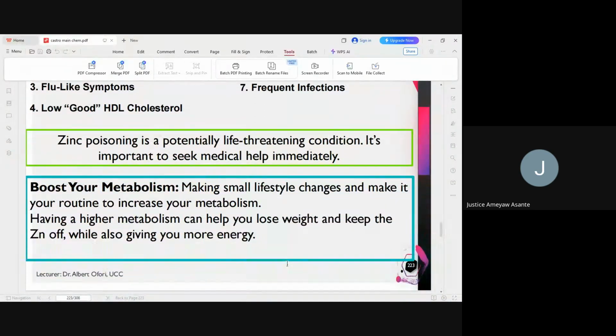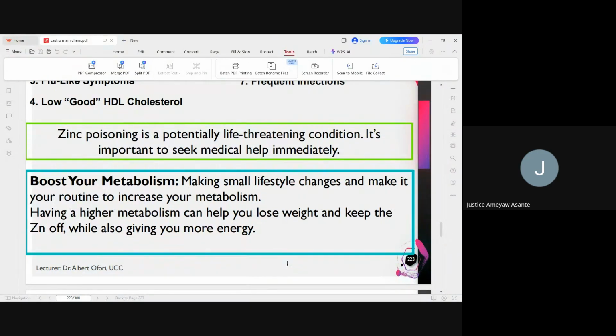Boost your metabolism. Making small lifestyle changes will make it your routine to increase your metabolism. Having a high metabolism can help you lose weight and keep it off, while also giving you more energy.